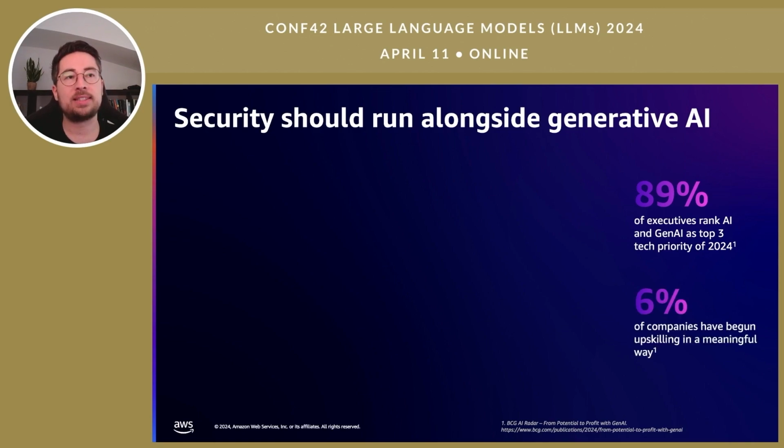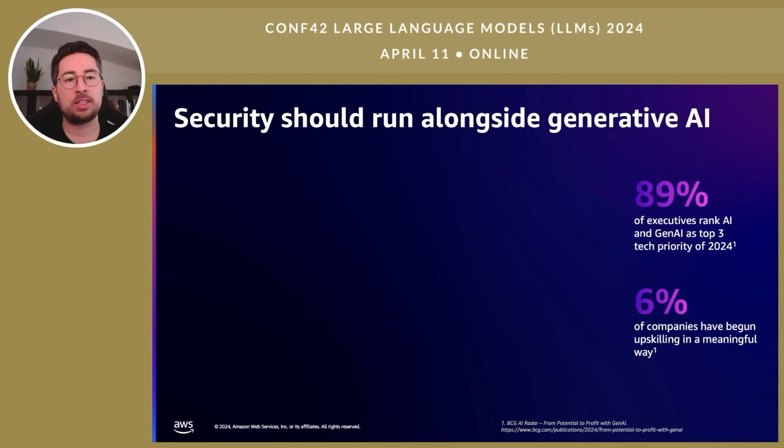Only 6% say that they have begun to upskill their employees in a meaningful way. The survey also says that 90% of the companies are either waiting for generative AI to move beyond the hype or are experimenting only in small ways. The survey calls them observers. And that's not a good option to be in with generative AI.